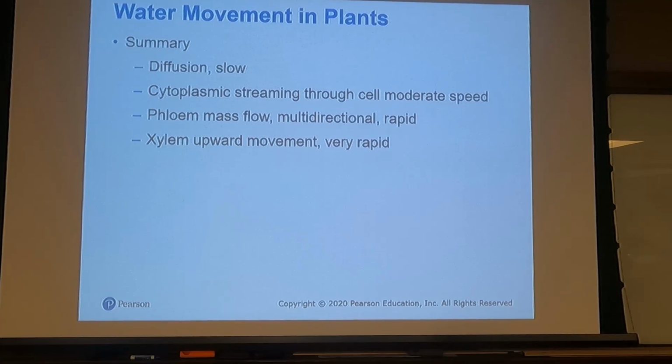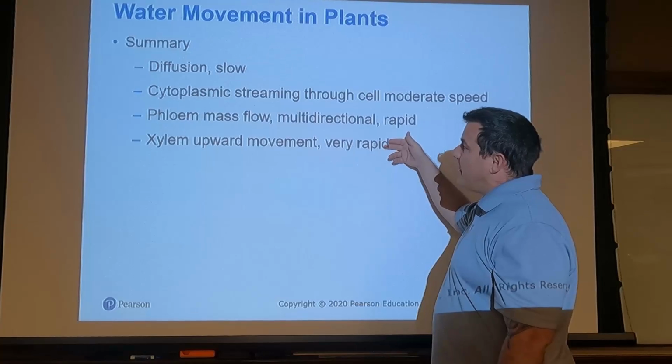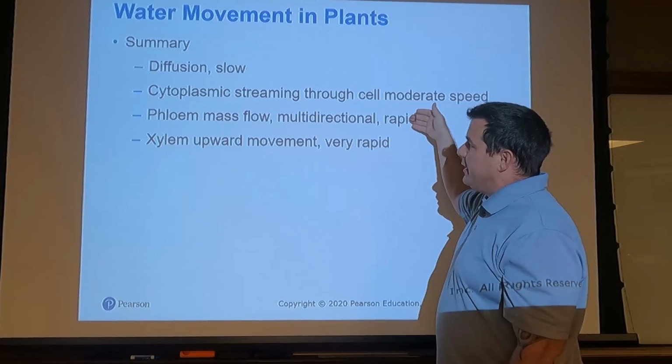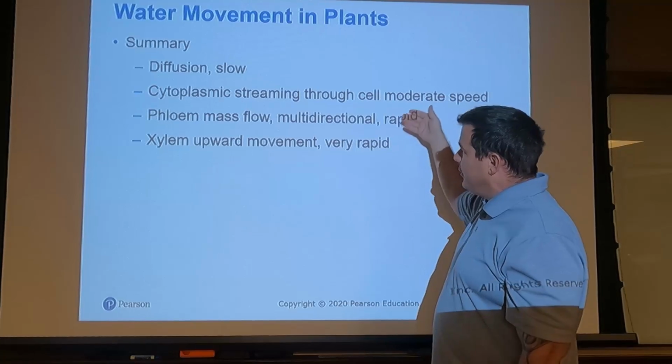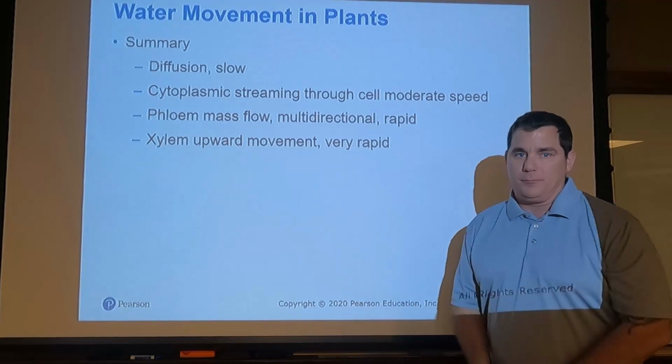Through active transport, that diffusion is going to be slow, and that cytoplasmic streaming is really going to determine what the rate of uptake is going to be. We have our xylem with our upward movement, which is very rapid, and then we have phloem with our mass flow. That is going to be our passive uptake. It's just coming in no matter what, because there's just a lot in there, which can be multi-directional and rapid.